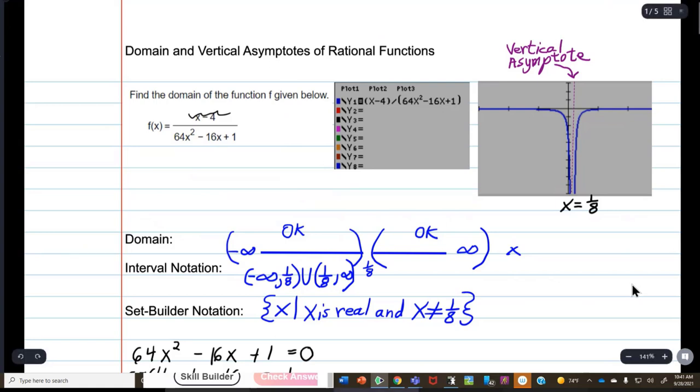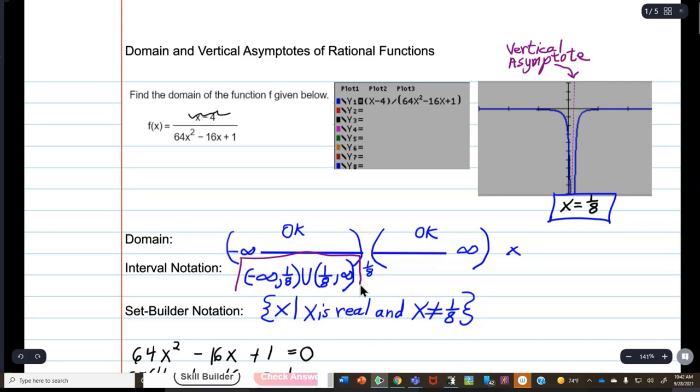So how do you show that in MyMathLab? All they ask you to do on all of them, sometimes they ask you interval notation, sometimes they ask you set builder notation. And when you're asked to find the vertical asymptote, you have to give the equation of the vertical asymptote. And this is the equation of the vertical asymptote. Okay. Good, more questions.